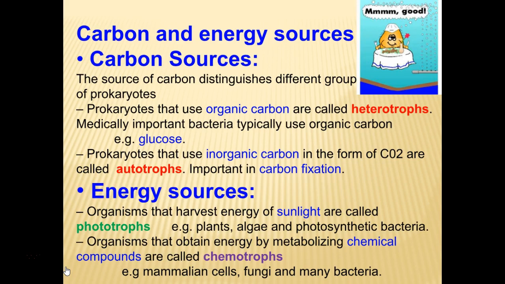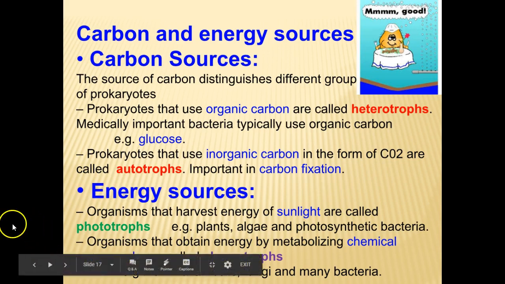When we look at the energy sources that we might see between microbes or bacteria, it's going to be either sunlight for those phototrophs. Plants, algae, and photosynthetic bacteria are considered phototrophs. And then organisms that obtain energy by metabolizing chemical compounds are called chemotrophs, like mammalian cells, fungus, and a lot of bacteria.